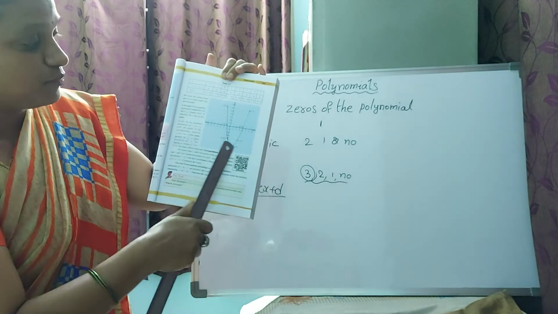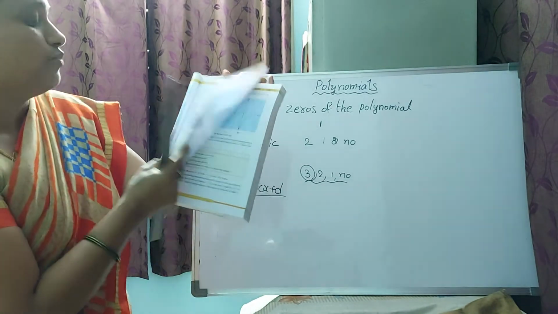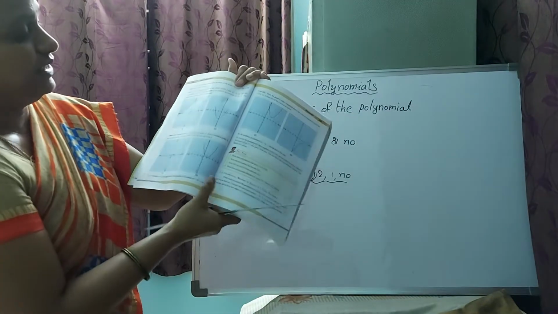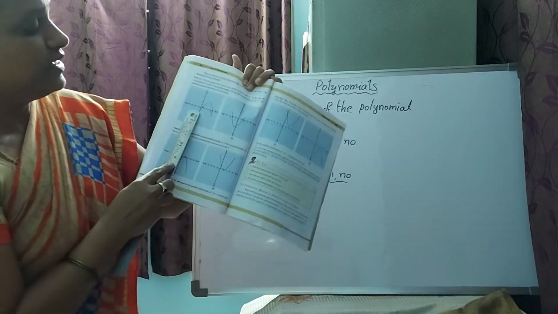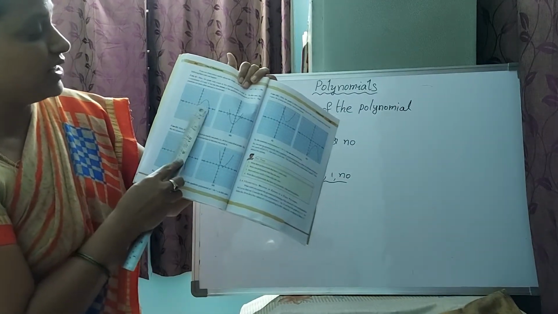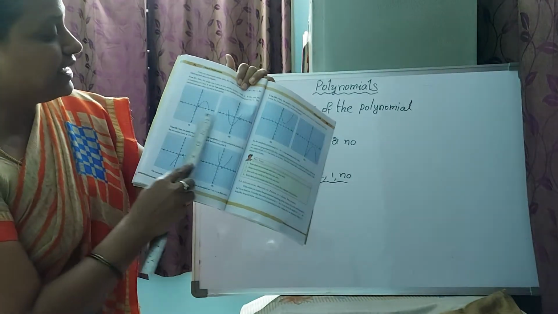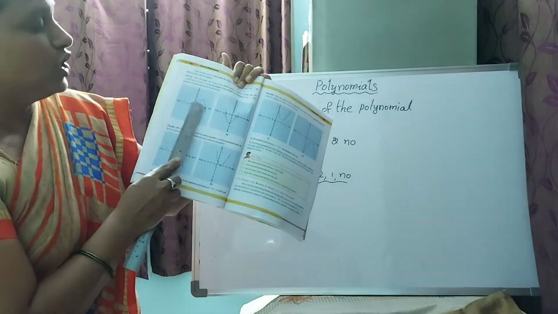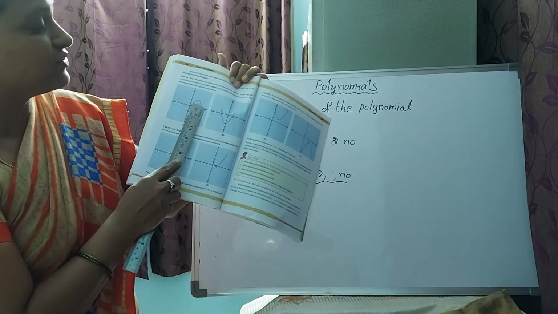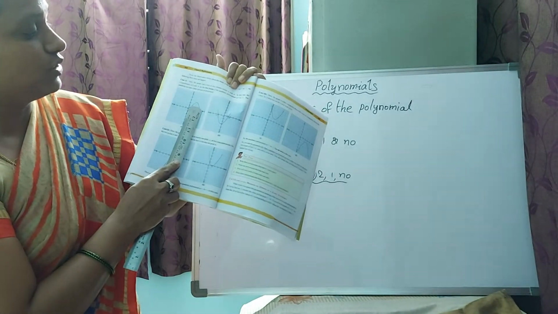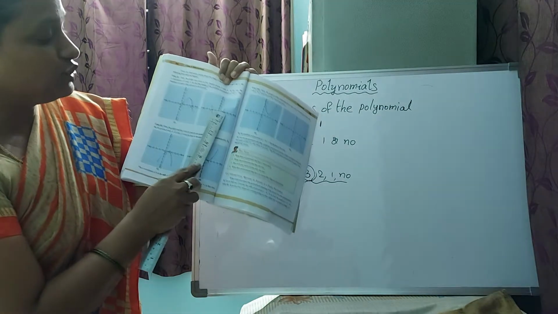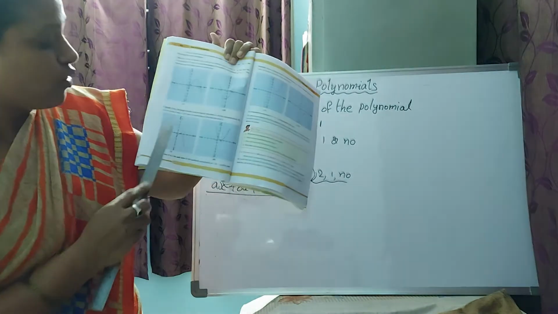See, this is also upward. That means the coefficient should be positive. If you observe here, 3. Here 2 zeros, that means it intersects the x-axis at 2 points. So we have 2 zeros of the quadratic polynomial. Here 1, 2. Here also 2, x-axis. Here only at one point it touches.